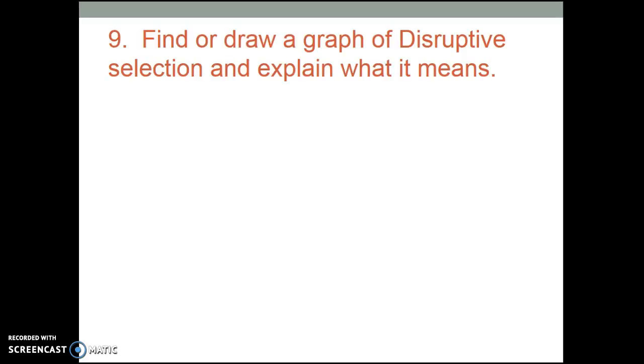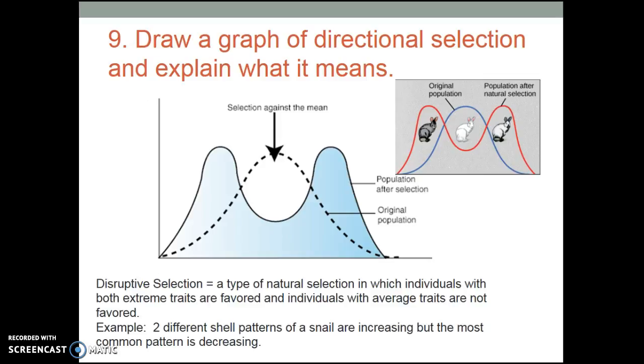Disruptive selection, this is where you are going to get that two humps in that graph. Natural selection is going to favor both extremes. So in this example, I have a gray rabbit and a gray and white one. Those populations were selected over the white one, which that population dropped.